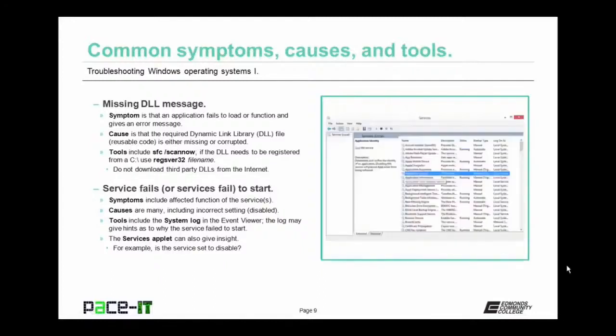Another symptom that we need to discuss is when services fail to start. The symptoms are that some function is affected because the service hasn't started. There are several things that can cause this. The leading cause is that the service that is needed has been set to disable. You can check the system log in the event viewer to see if you can get any hints as to why the service failed to start. Or you can use the service applet. This can also give you insight on the service's behavior. Has it been set to run automatically, or is it in the disabled state?